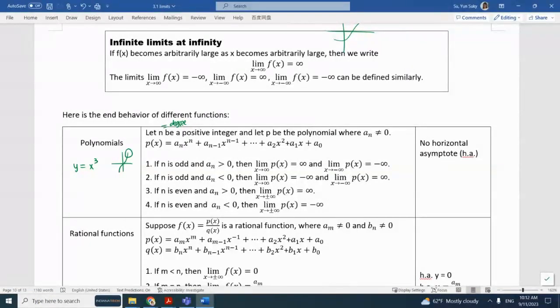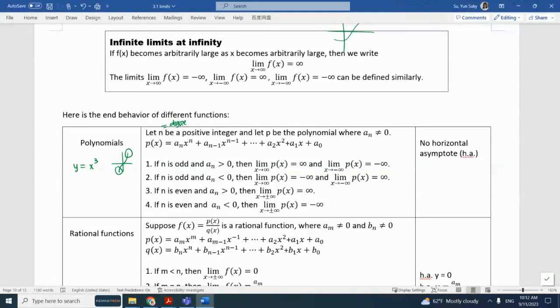Top. Positive infinity. And when x goes to minus infinity, your y goes to negative infinity. See? You think about one example and then you can figure out the end behavior. Okay, everybody? So for all the odd powers and all the positive leading coefficients, it's a similar picture, right? So end behavior will be the same.